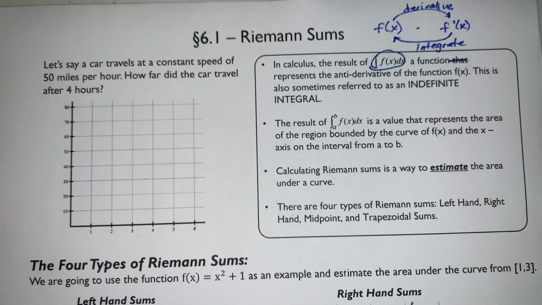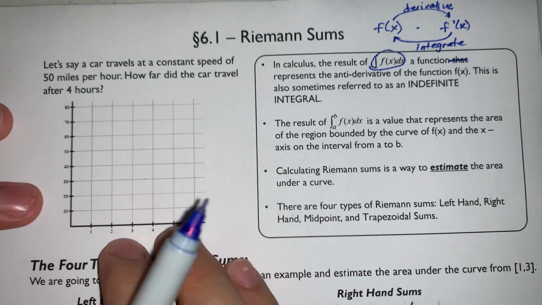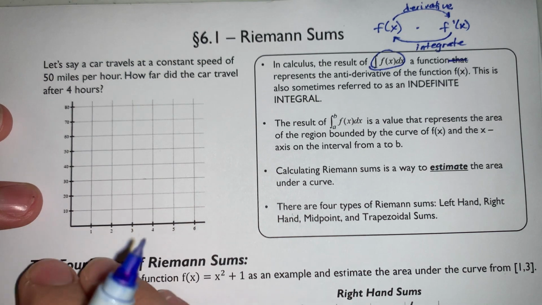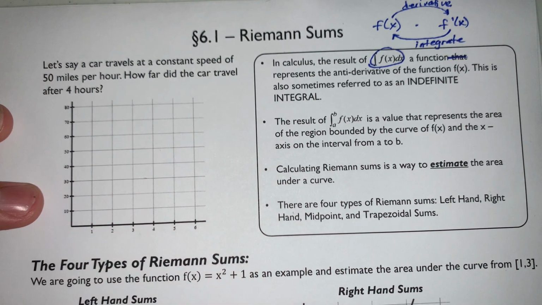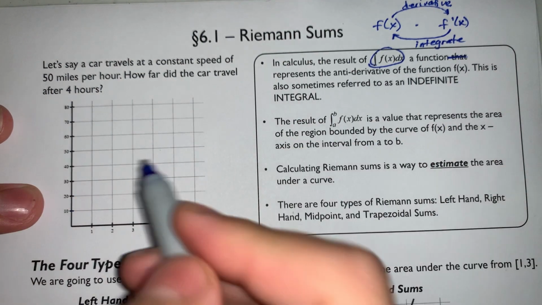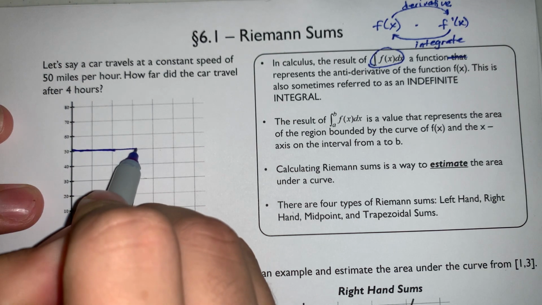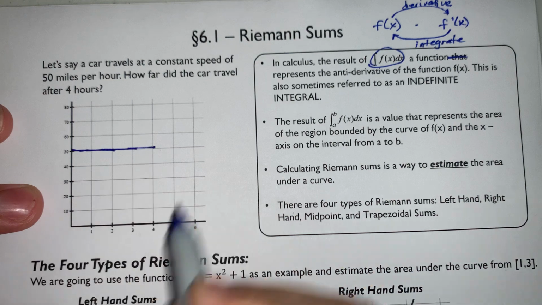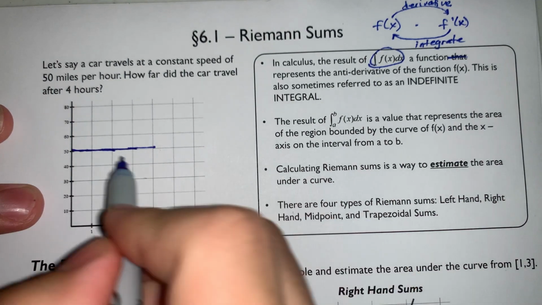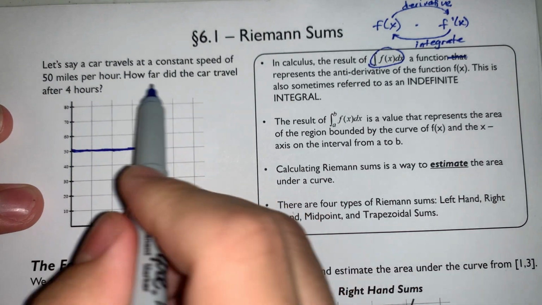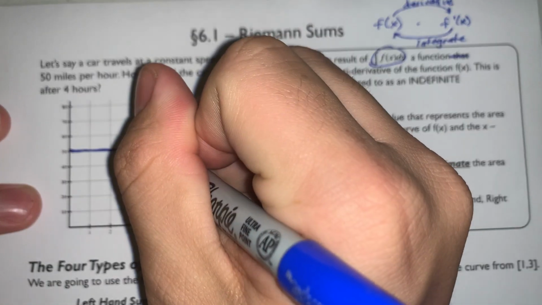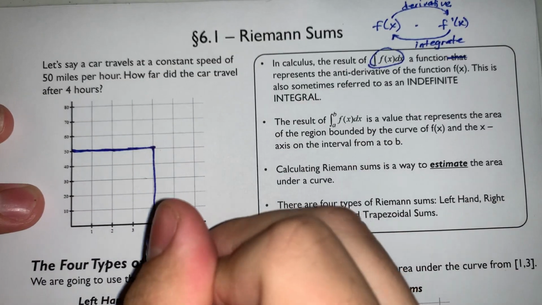All right. So let me give you a very quick, simplistic, elementary example of what we're even talking about. Let's say a car travels at a constant speed of 50 miles per hour. How far did the car travel after 4 hours? Well, if it's going at a constant speed of 50 miles per hour, the graph is just going to look like a horizontal line at 50 miles per hour. I didn't really label my axes, but that's what this means. So you're going at 50 miles per hour, and we want to know how far the car traveled after 4 hours. So I'm going to stop it right there at 4.